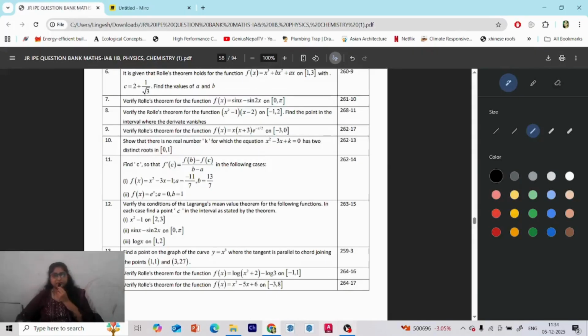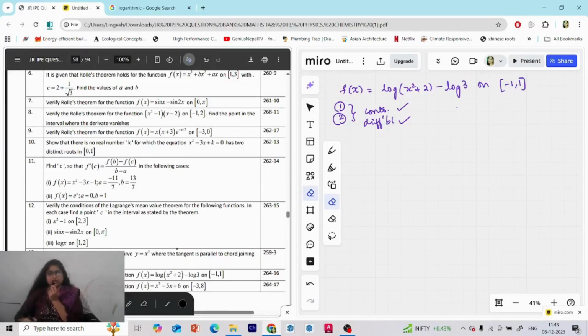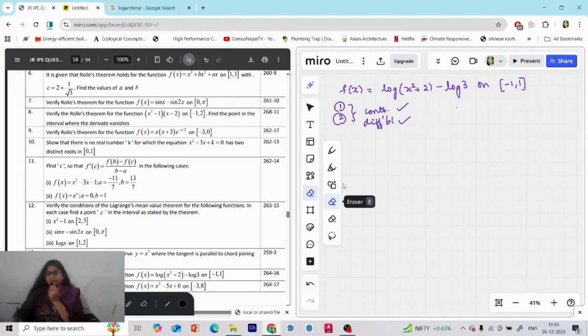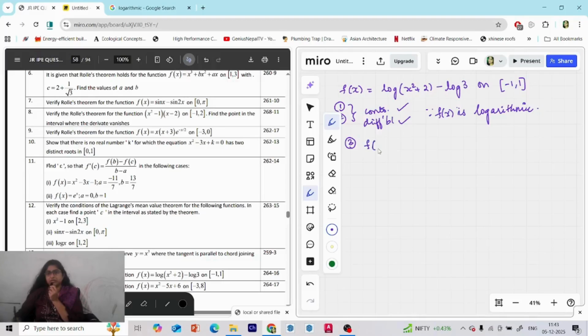Alright. So question number 14. F of x is equal to log of x square plus 2 minus log 3 on minus 1 comma 1. So this function is a logarithmic function. So it is both continuous and differentiable. Correct? So we'll just mention since f of x is logarithmic, 1 and 2 hold true. What about the third one? Third one, you have to prove that f of minus 1 should be equal to f of 1. Okay, so if this condition holds true, then Rolle's theorem is satisfied by f of x.